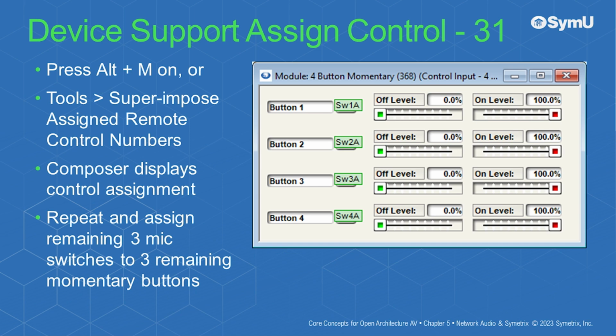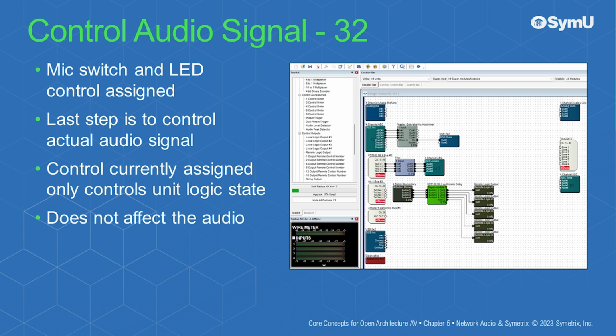Press Alt-M on the keyboard or go to Tools, Superimpose Assigned Remote Control Numbers. Composer displays the control assignment of all objects. Repeat the steps as outlined in this section and assign the remaining 3 mic switches to the 3 remaining momentary buttons. Now that the mic switch and LED control has been assigned, the last step is to control the actual audio signal. The control currently assigned only controls the logic state of the unit and does not affect the audio.